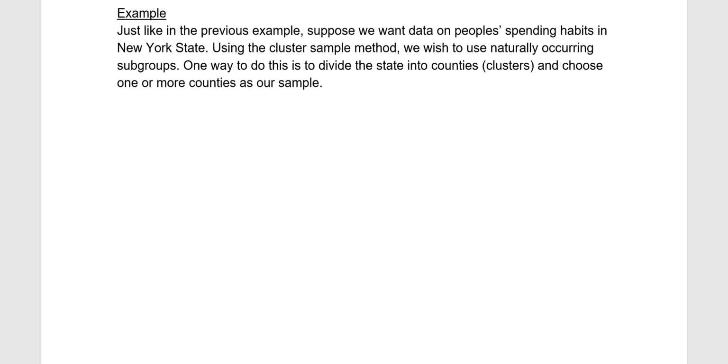Same example that we just did. Let's suppose we want data on people's spending habits in New York State. Using the cluster sample method, we wish to use naturally occurring subgroups. Once again, this isn't the only way to do it, but one way is to divide the state into its counties. These are going to be our individual clusters here. Then we choose all of the individuals from one or more of these counties as our sample.